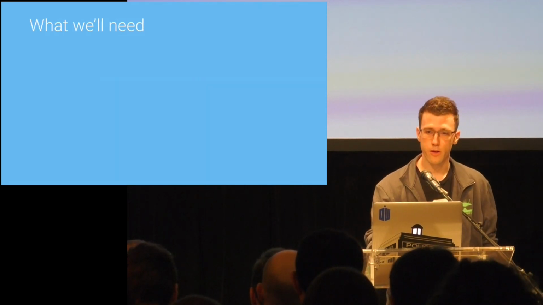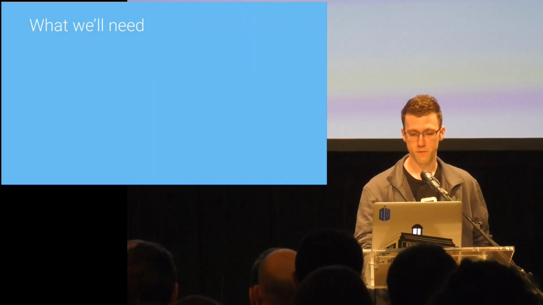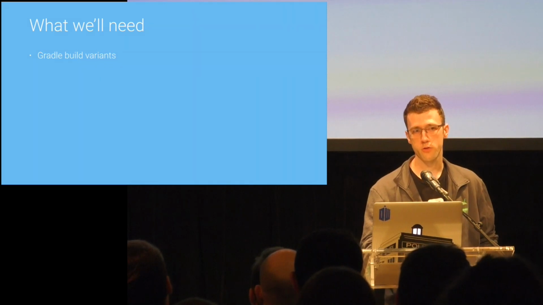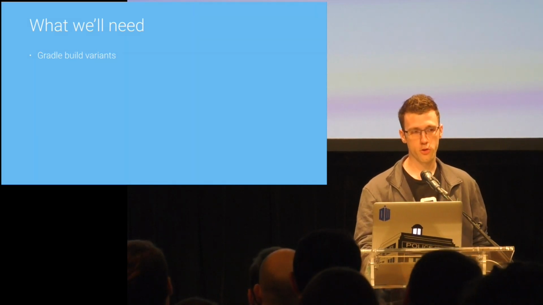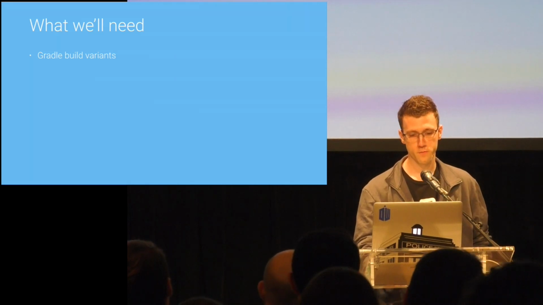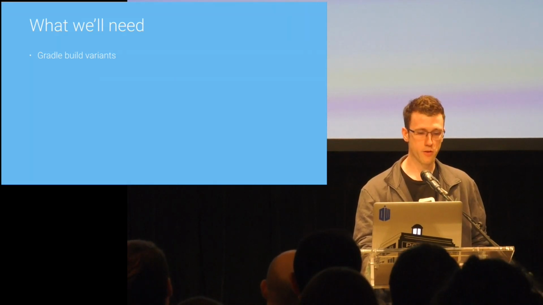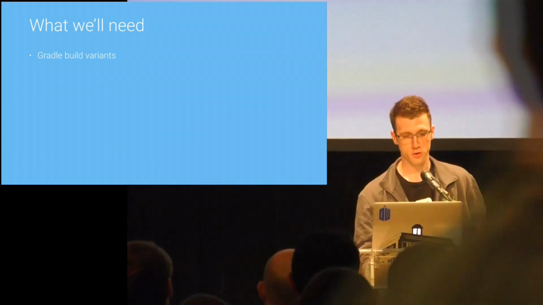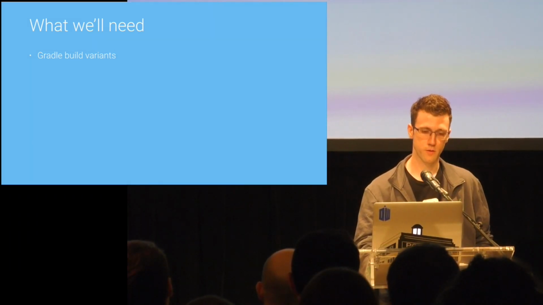So we're going to be leveraging a few libraries today, or a few tools. First of all, Gradle build variants. We're going to be adding a whole bunch of code that we only want to ship in our debug builds and not in our release builds. If you're using Maven or Ant, this might be possible. Good luck. I have no idea how to do it.